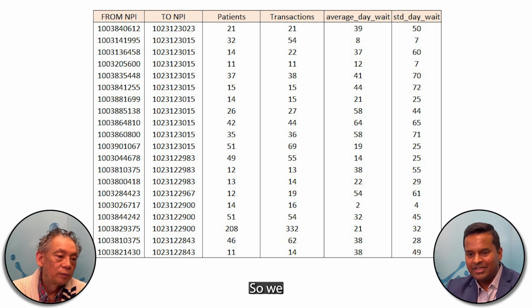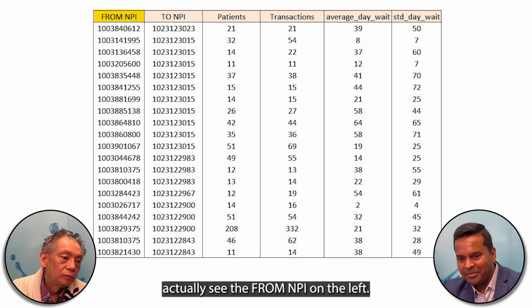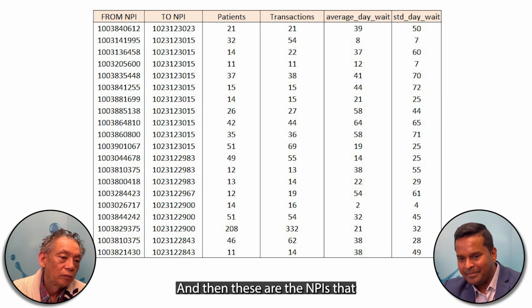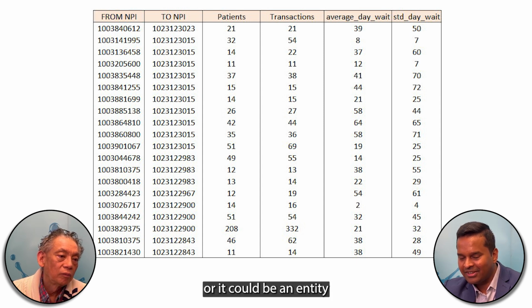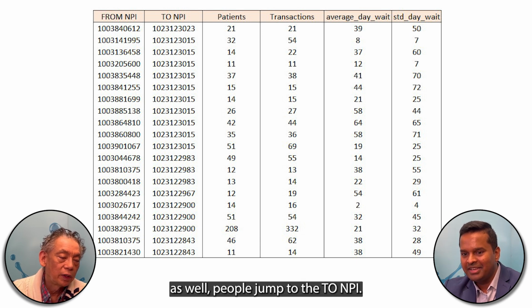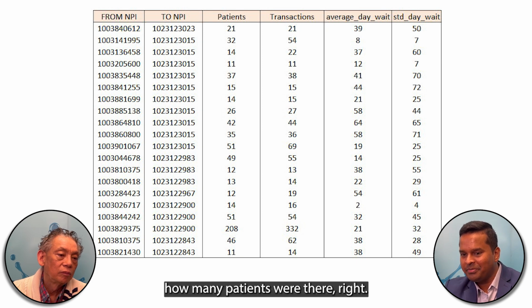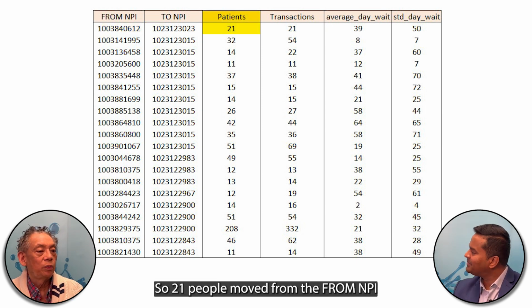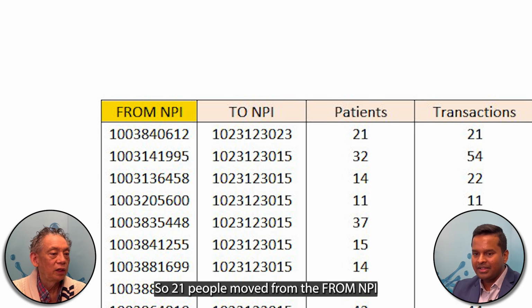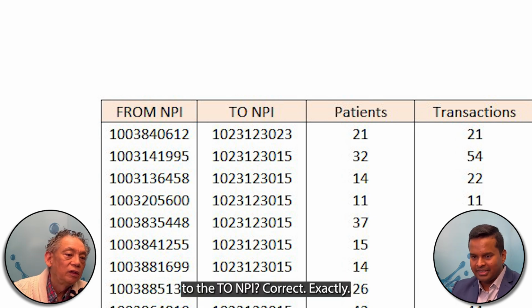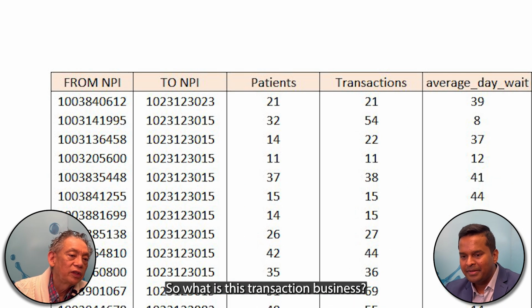Yes. Cool. So we actually see the from NPI on the left. And then these are the NPIs that, after visiting this physician, or it could be an LTT as well, people jump to, the to NPI. And between these two entity touch points, how many patients were there? So 21 people move from the from NPI to the to NPI. Correct. Exactly.